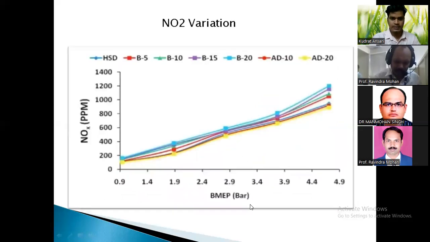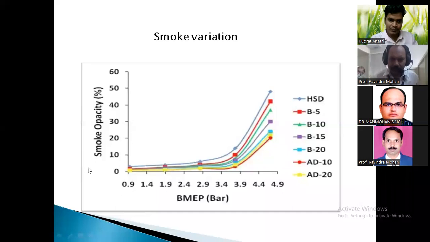Now smoke variation. The x-axis shows the BMEP pressure and the y-axis shows smoke capacity. When the pressure is increased from 0.9 bar up to 2.9 bar, almost everyone has similar smoke variation. But when the pressure is increased from 3.4 bar to 4.9 bar, we can easily see the 80-10% blend has the lowest smoke variation, and HSD, the natural diesel, also called high sulfur diesel, has the highest smoke variation compared to all of them. So again the criteria is fulfilled by 80-10, and just above that the 80-20% blend is quite a bit more compared to the 80-10 blend.